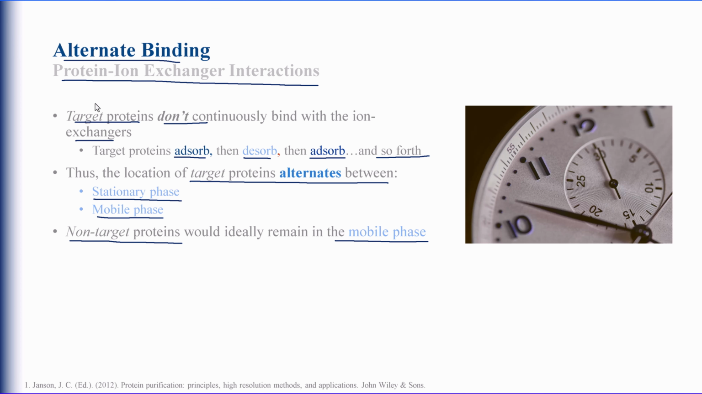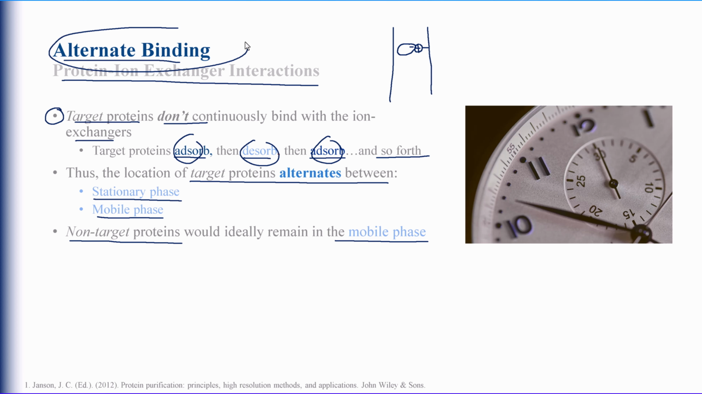The important thing to recognize here is that the target protein doesn't continuously bind to the ion exchanger. It's going to adsorb, then desorb, then adsorb, and so forth and so on. And so this is a temporal relation. In a column, a particular target protein will bind to the ion exchange resin. Let's say this is an anionic ion exchange resin, and let's say you have the protein here with a net negative charge. It will bind briefly, then it will desorb, and then will adsorb again. And so this is the relation in terms of protein-ion exchanger interactions. This is the relationship that happens, and so you have what is called alternate binding.